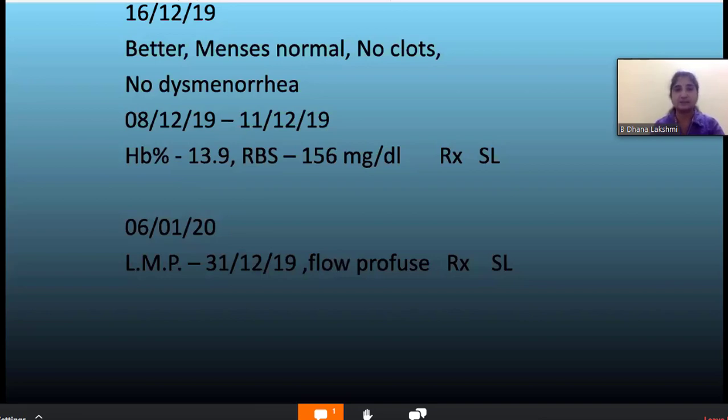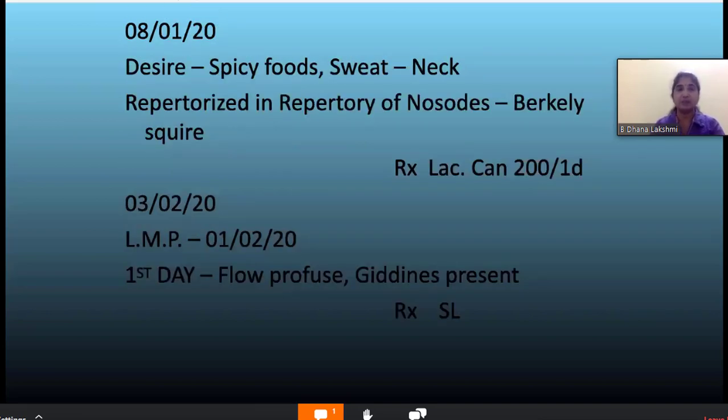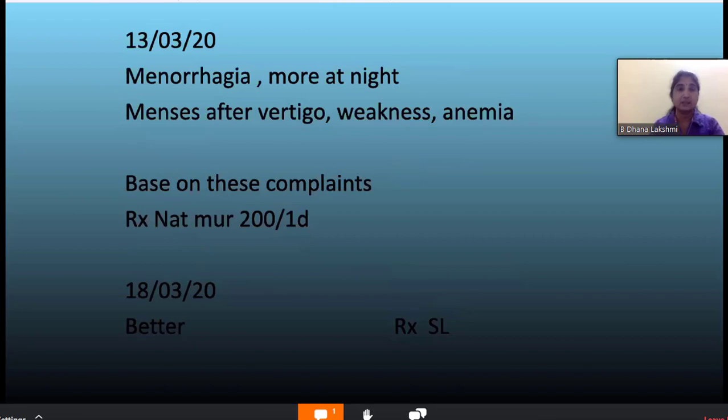Now it is a concern, I'll have to change the remedy. For this, I take the guidelines of Dr. Veerabhadra again. One month after, she was doing better, but the flow was a little profuse, and giddiness was present. I thought the nosode was not helping her, so I reworked her case. I waited, but the menorrhagia was not coming down. So I reworked the case, and there was vertigo, all the symptoms were reappearing.